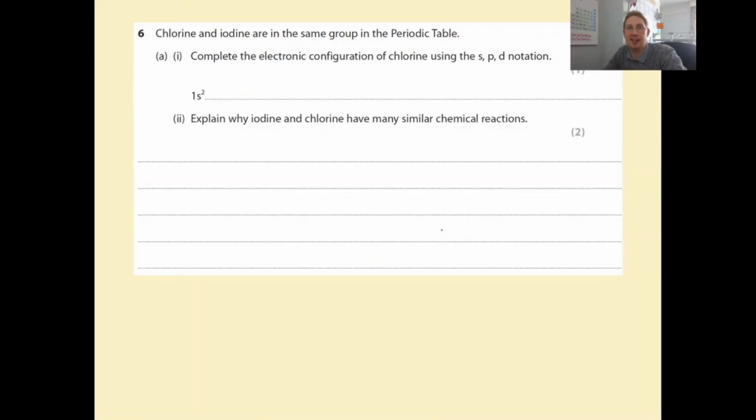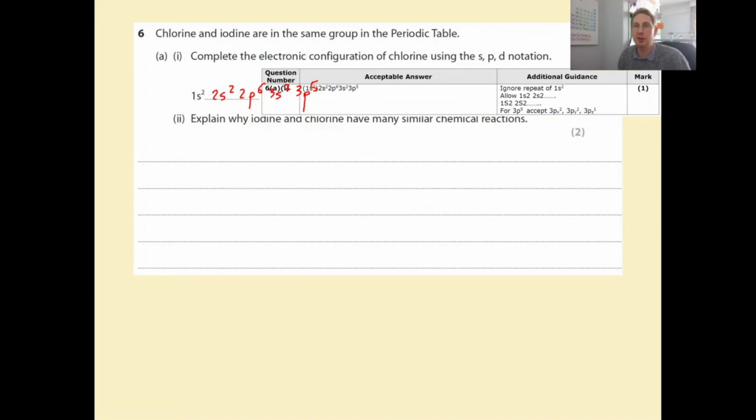Finally, chlorine and iodine are in the same group in the periodic table. Complete the electronic configuration of chlorine using the SPD notation. So as we look up on the periodic table, we can see that chlorine is 1s2, 2s2, 2p6. That's taken us up to neon. 3s2. That's taken us up to magnesium. 3p5. There you go. So that's all fine. For 3p5, if you really want to go crazy, you could split it into the px, py and pz, but no need to do that.